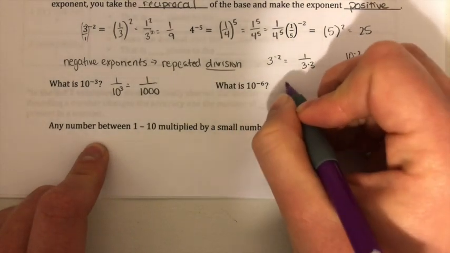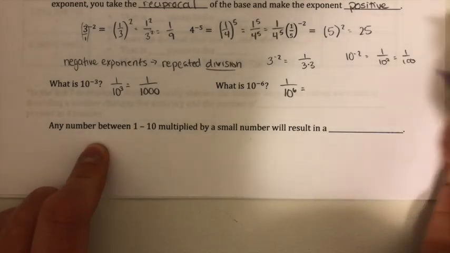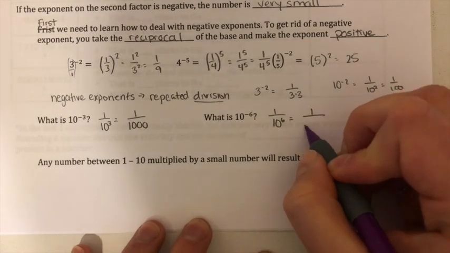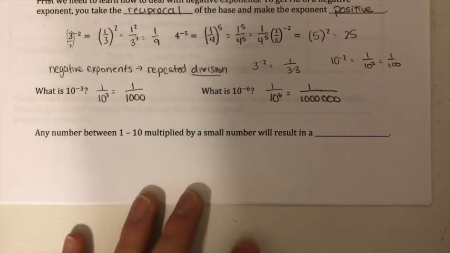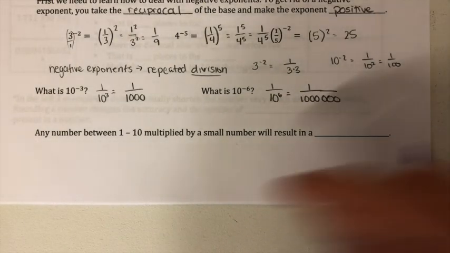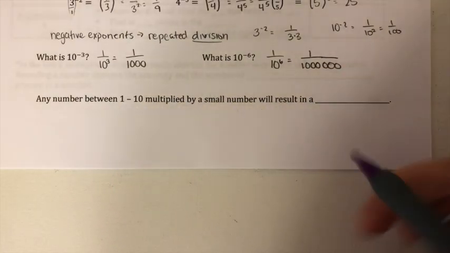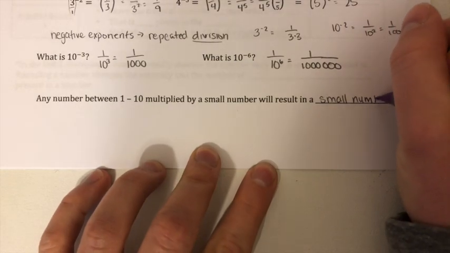What's 10 to the negative 6? That's 1 over 10 to the 6. And so again, if we look back up, 10 to the 6 was 1 million. So this is 1 over 1 million. So 1/1,000,000th of something. That's a really small number. Okay, so any number between 1 and 10 multiplied by a small number is also going to result in a small number.